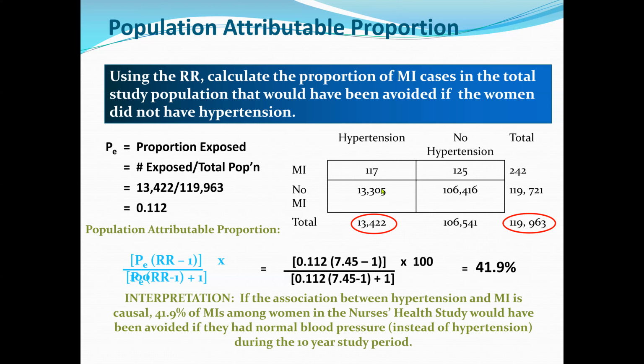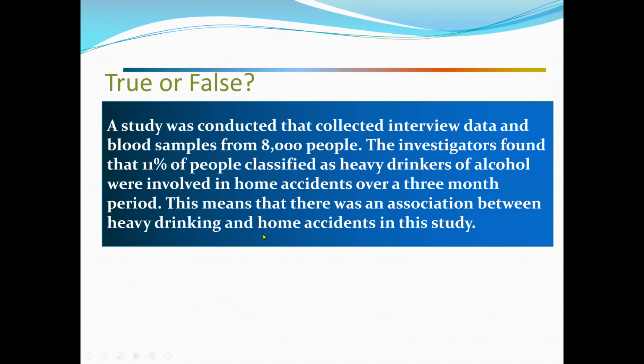So the goal here is to know if there's any relationship or association between MI and hypertension, based on the data we collected. Again, we found the RR in our previous lectures, part 1. In order to understand this concept, you have to go through the part 1 video first. So we have some practice questions here, true or false.